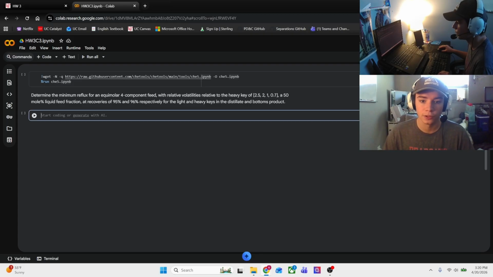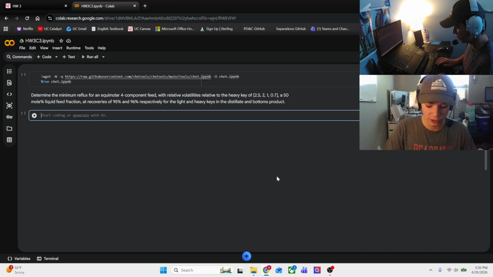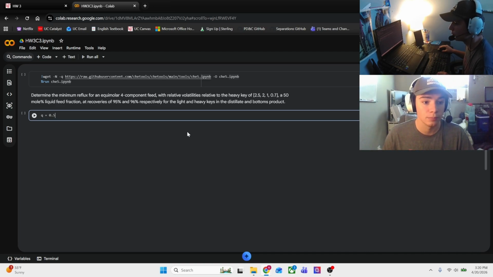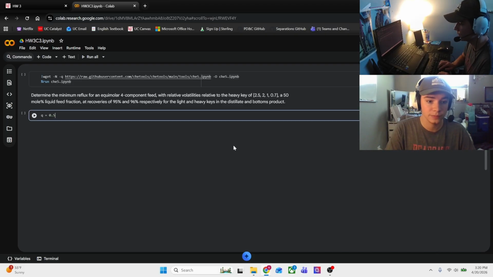So to get started here, we're of course going to put in all of our provided values. So first thing we know is that our Q equals 0.5 as specified by that 50 mole percent liquid feed fraction.